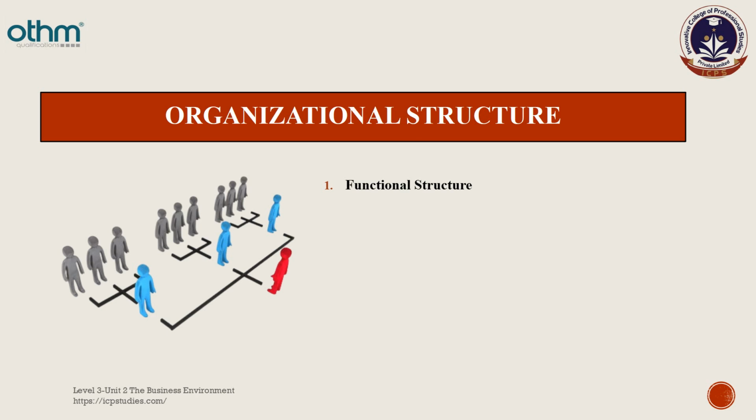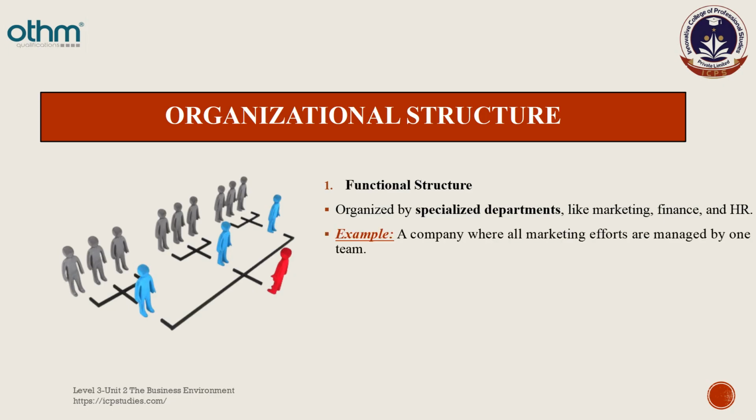So the first is functional structure. Functional structure is organized by specialized departments, for example, marketing department, finance department, HR department. For example, there can be an organization where all the marketing efforts are managed by only one team. So this is the functional structure.